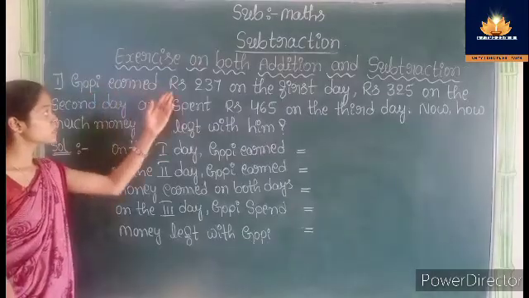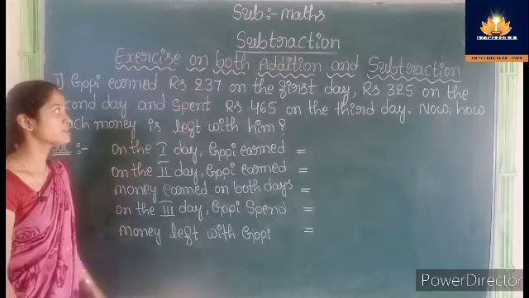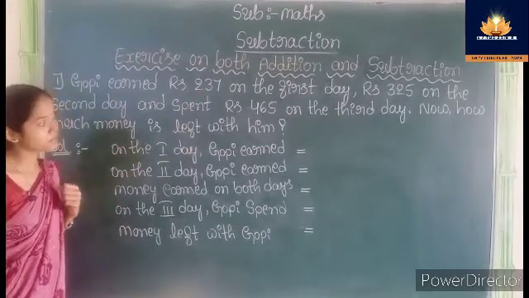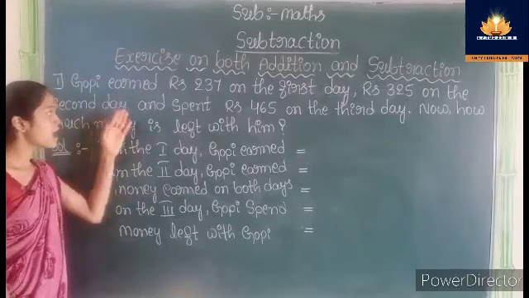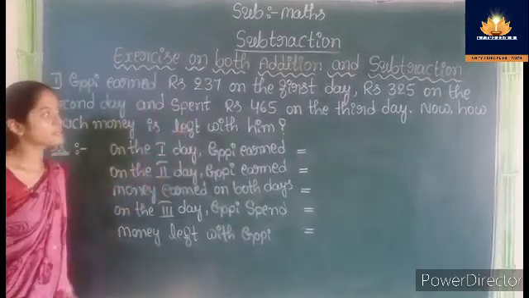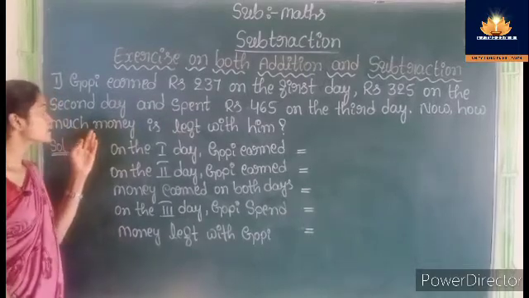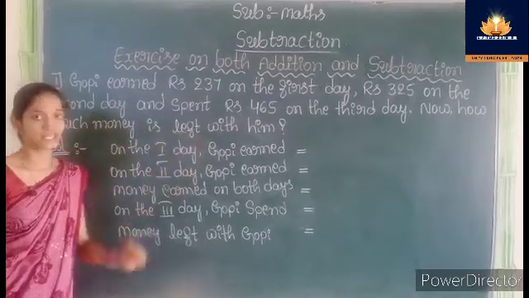Gopi earned rupees 237 on the first day and 325 rupees on the second day, and he spent 465 rupees on the third day. Now how much money is left with him?